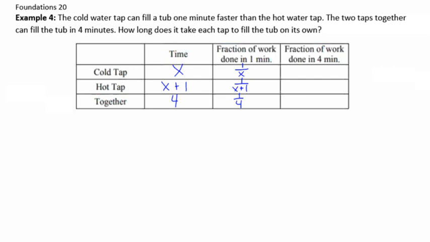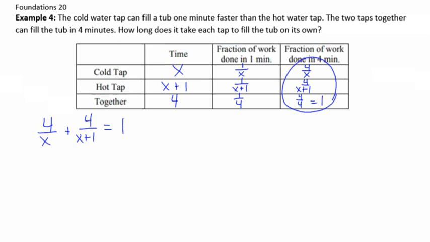And so similarly, the fraction of work done in 4 minutes will be 4 over x, and 4 over x plus 1, and 4 over 4, or just 1. Now what you want to do is take the last column, wherever you have equals to 1, where one of those values is a 1, to create your quadratic. So the first 4 over x plus 4 over x plus 1 equals 1.